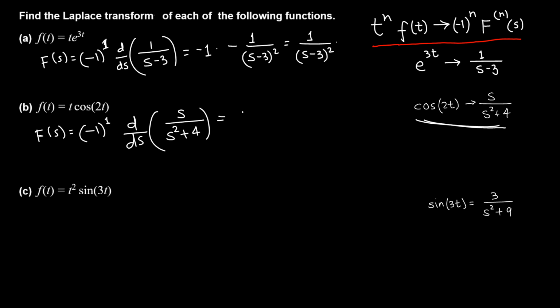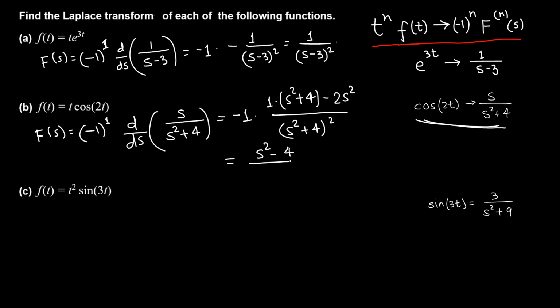-1 raised to 1 is just -1. Using the quotient rule, on the bottom we get the denominator squared. On the top, derivative of top is 1 times bottom, minus derivative of bottom, that's 2s times s, 2s squared. Let's simplify this. So this is s squared minus 2s squared, so -s squared, and we need to distribute the negative, so that's positive s squared, and this is 4. The answer is -1 times (-s squared plus 4) over (s squared plus 4) quantity squared, which gives (s squared minus 4) over (s squared plus 4) quantity squared. Let's move to the third.